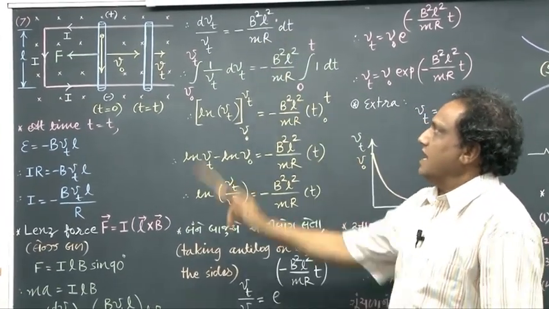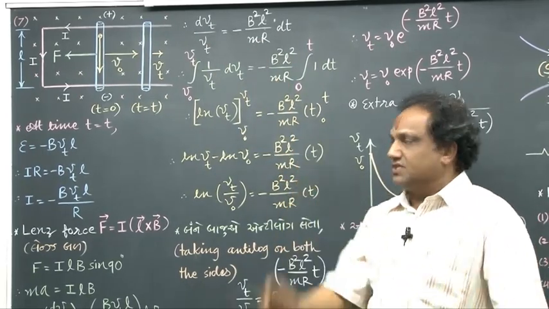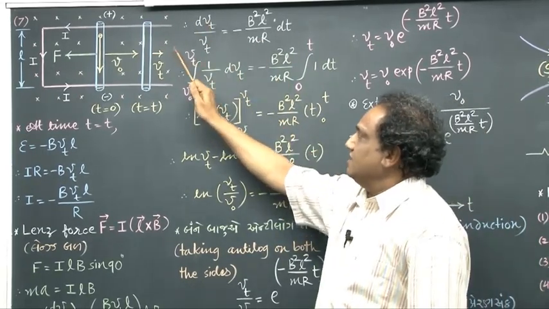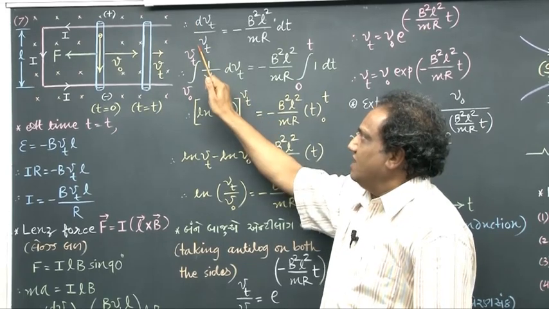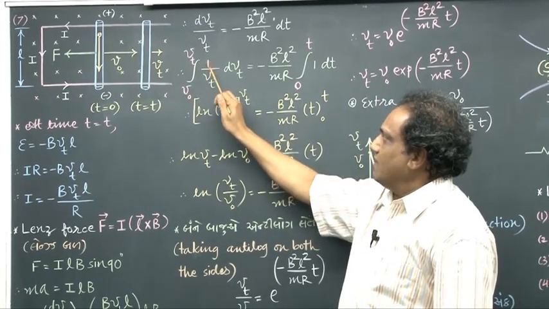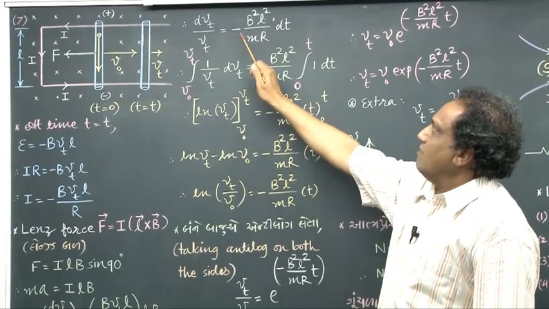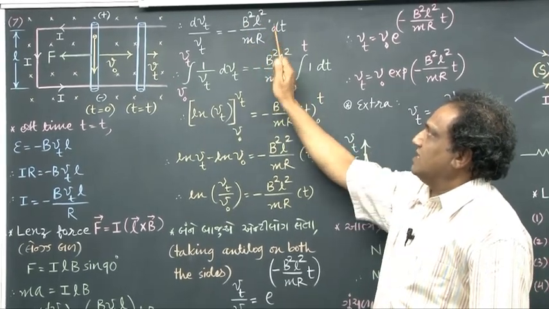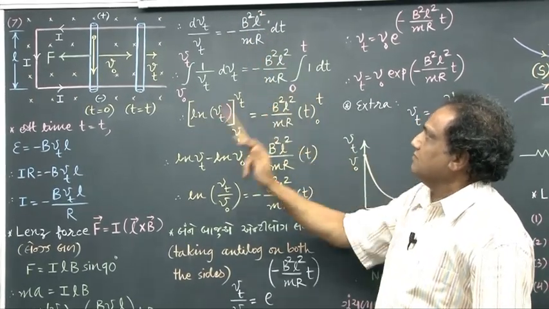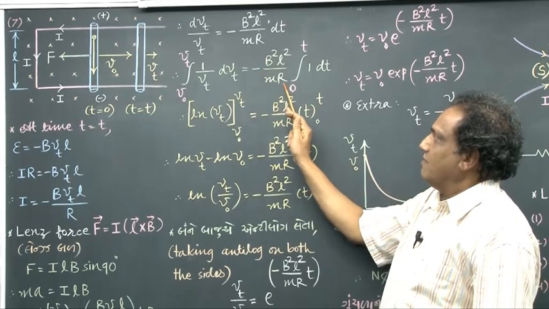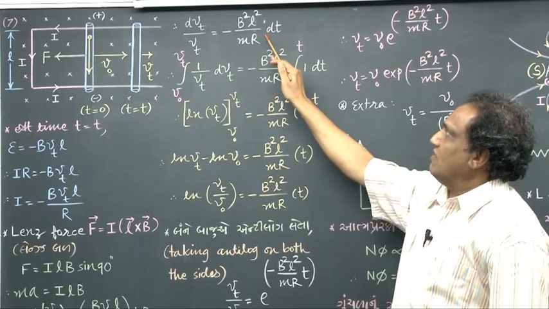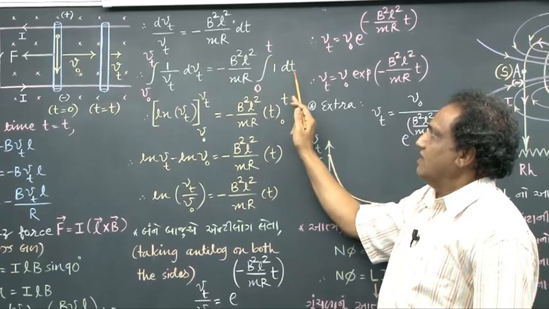Fine. And now just take integration on both the sides. When I take integration here, integration 1 upon Vt dVt. Minus B square L square upon mR, this part is constant, taken out. Integration 1 dt.